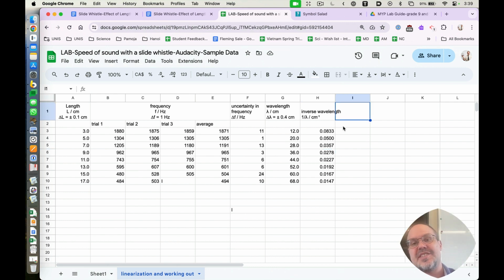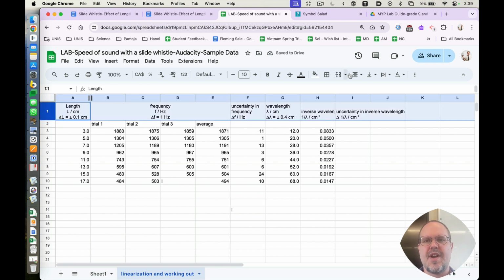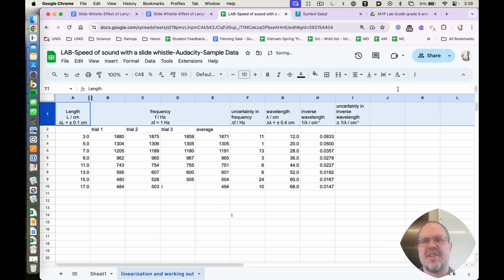Okay, now we need to find the uncertainty in average wavelengths. Let's take this one, paste it here, say uncertainty in inverse wavelength. I'm going to put a delta there. Also, these need to be wrapped. So I'm going to come here, choose text wrap, and they should all be centered.